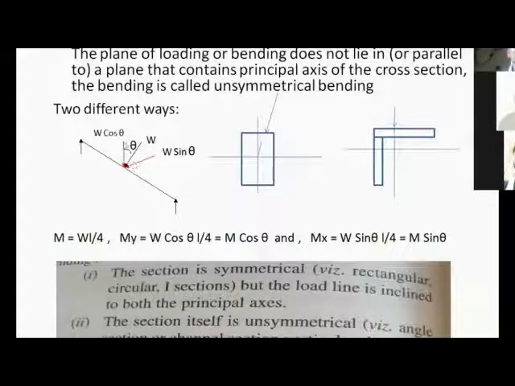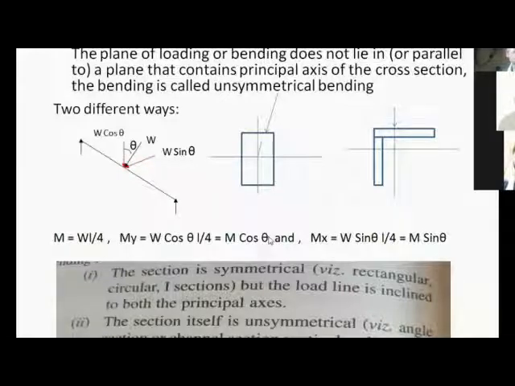So if a load W is acting on a simply supported beam of span L, what is the maximum moment you get at the center? Which is equal to WL by 4. If you call this WL by 4, M equals WL by 4. Now, when a load of W cos theta is acting, the moment will be W cos theta into L by 4, which you can write as WL by 4 into cos theta. So WL by 4, if you call it M, it is M cos theta.